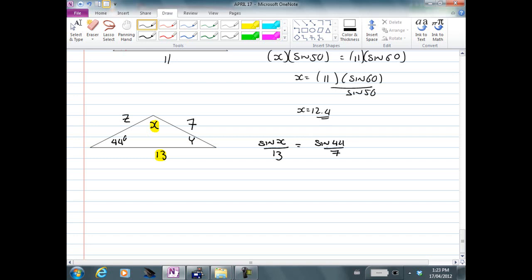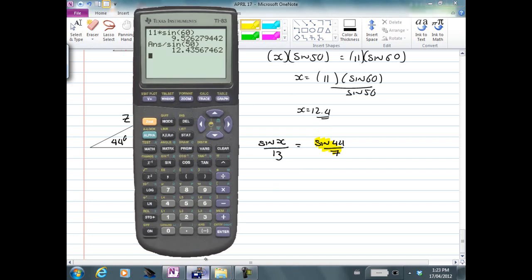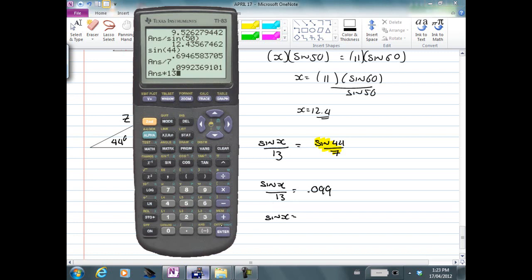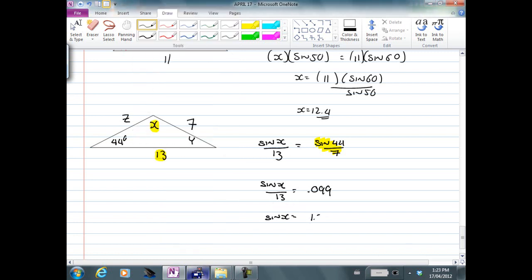Some of you are stuck here. Grab your calculator right now. I'm going to work with the right side first. Sine 44 divided by 7. You have 0.099, so let's write this down. Sine x over 13 equals 0.099. Take a minute and bring the 13 over. I'm going to multiply that by 13. Sine x equals, multiplying this by 13 now, 1.29.